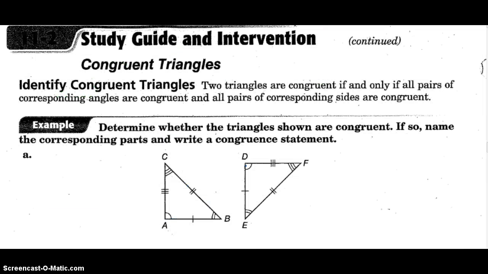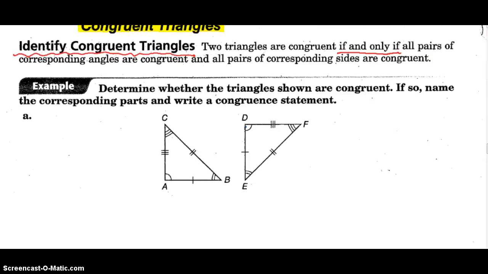All right, moving on to the next page of this section where we're going to continue to talk about congruent triangles. In this section, we need to talk about how to identify congruent triangles. Two triangles are congruent if and only if all pairs of corresponding angles are congruent and all pairs of corresponding sides are congruent. So we're going to check to see if our angles match up and if our sides match up.